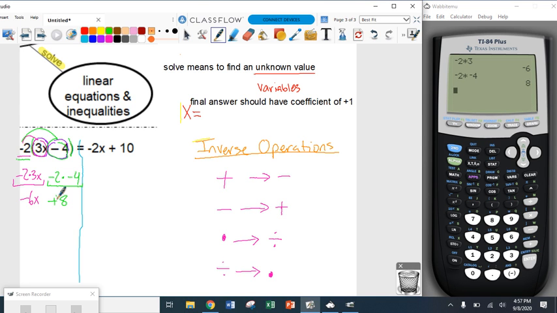I have simplified the first half of this equation. If I look at the second half, the right-hand side, I see no parentheses, so I don't have to distribute. Do I see any like terms that I can combine? I don't see any like terms because this term has an x and this term does not. So I just bring both of those terms down and set them equal to my left-hand side.